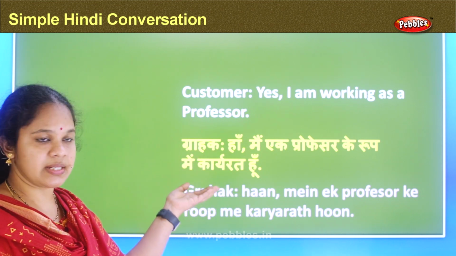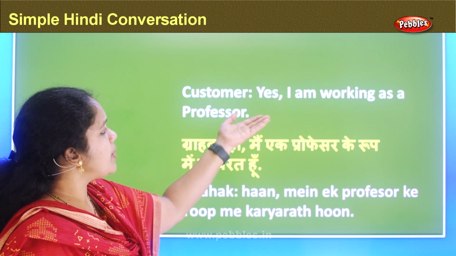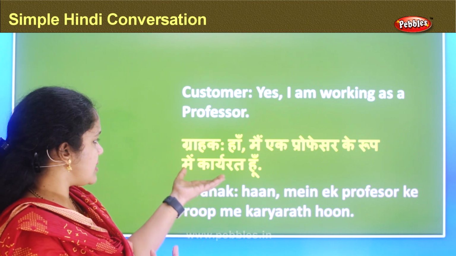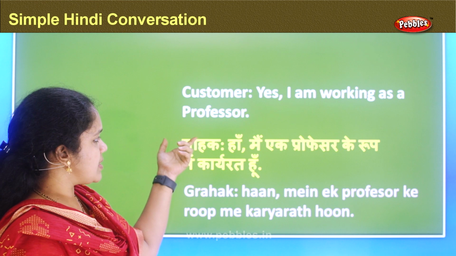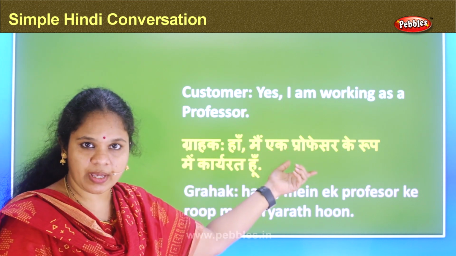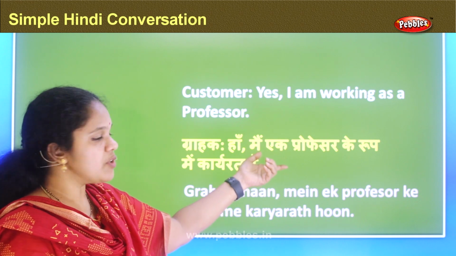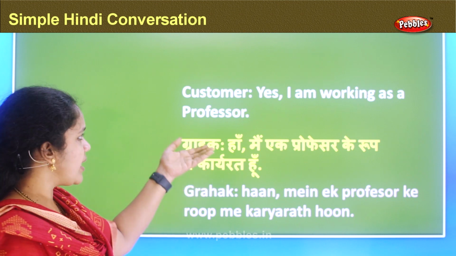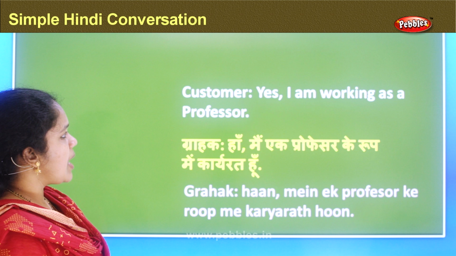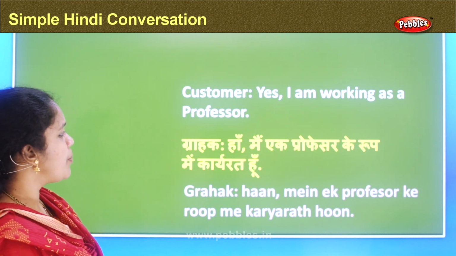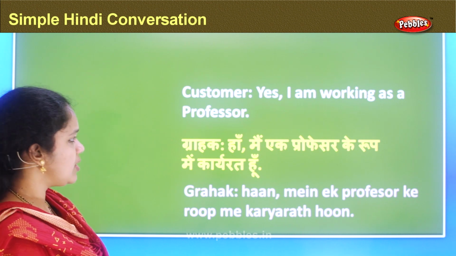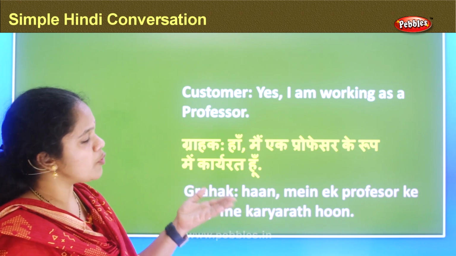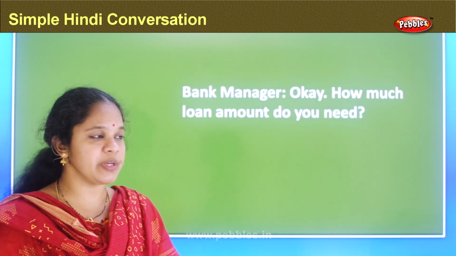Let us go sentence by sentence. Yes means haan. I am working, main karyarat hoon. I am working as a professor, main ek professor ke roop mein. Roop means in the form of. I am working in the form of a professor. So these are the two sentences here. Let me go one by one. Yes, I am working as a professor. Haan, main ek professor ke roop mein karyarat hoon. Okay, friends, I hope this is clear till this slide. Let us move on to the next slide and see the dialogue between these two people.